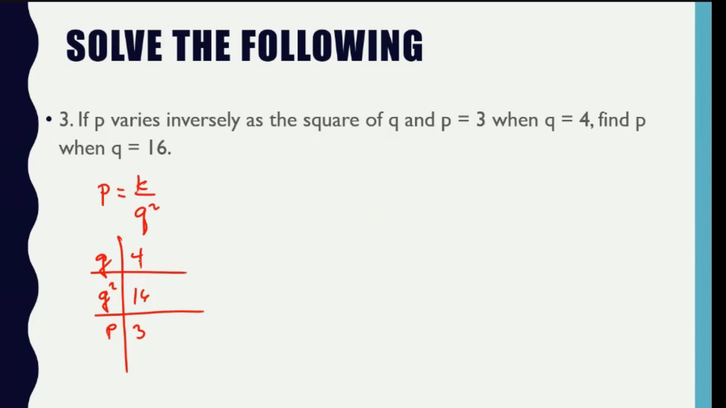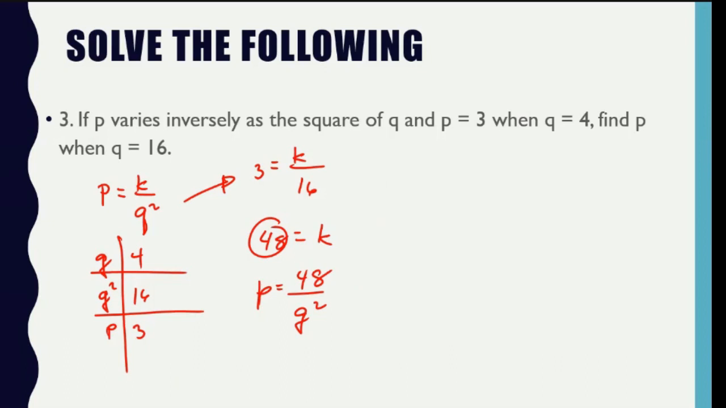So now I will substitute the initial values of p and q to the tentative equation. So p, 3, is equal to k all over 16. Okay, so 3, multiply both sides by 16. You will be having 48 is equal to k. Now I will substitute k as our constant of variation, the value of k, which is 48, p is equal to 48 over q squared. Now, this is our equation of variation.